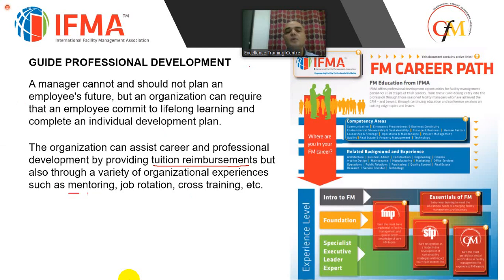Mentoring is when an employee can go and meet with someone senior in the organization to mentor them. They can meet frequently, every month or so, to tell them, okay, I am on this. Some organizations have formal processes for mentoring.